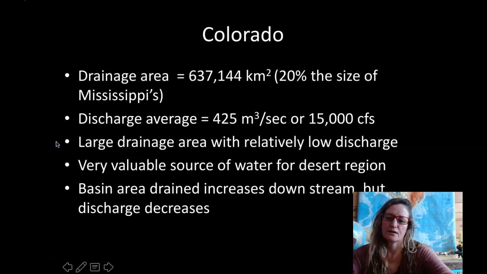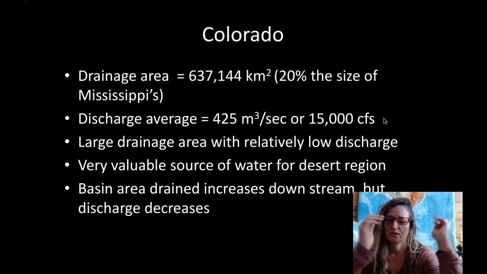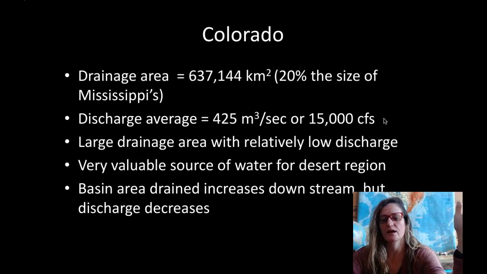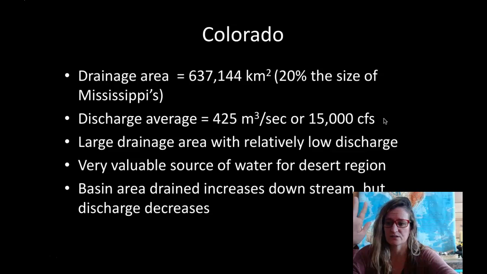So we looked at the discharge of the Mississippi, hundreds of thousands of CFS. The Colorado has a really large drainage area, but look how small the CFS is, 15,000 CFS. It has a really low discharge. The reason is, think of the difference between the precipitation in the east and in the west, right? We saw that area on the map where it's all green. There's a lot of precipitation on the eastern United States, and in the west, way less precipitation.